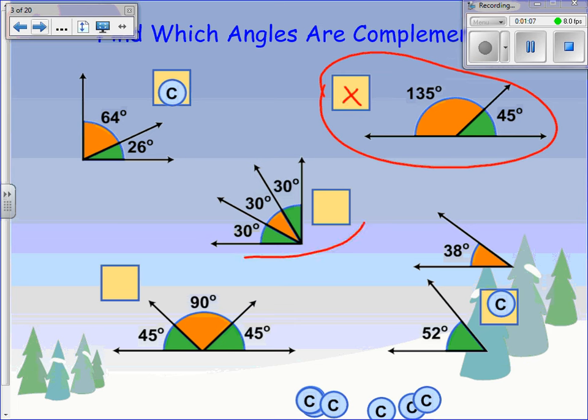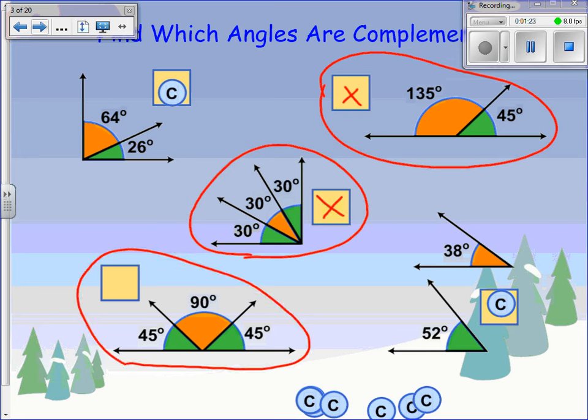This middle diagram, although many students would think it is complementary, it is not because there are three angles involved, and by definition, there needs to be two angles involved. Once again, with this bottom diagram, this is a supplementary relationship that adds to 180, not complementary, which adds to 90.